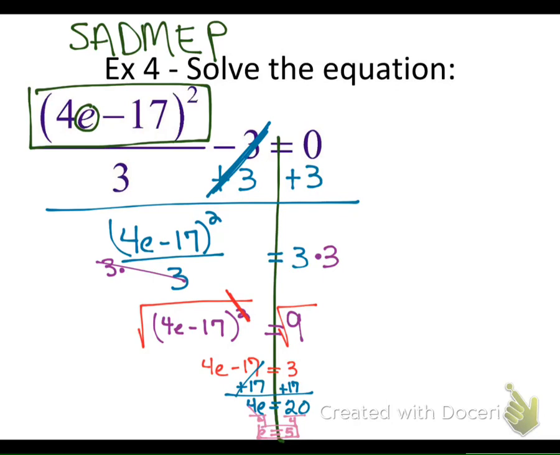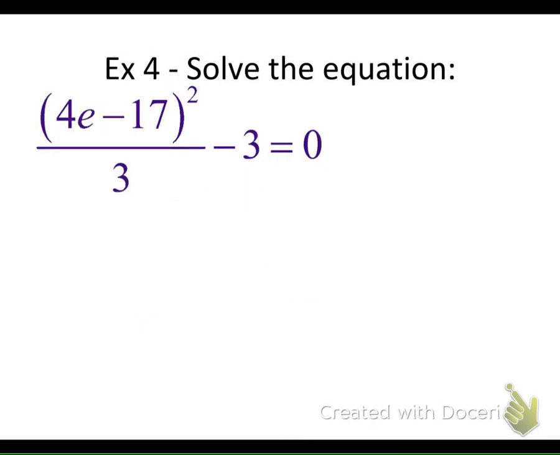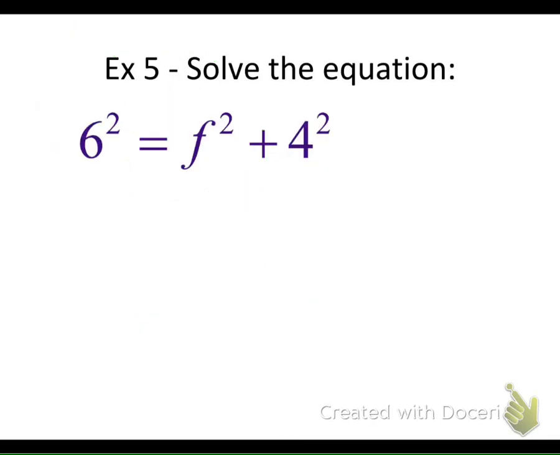Now, before we move to example number 5 and example number 6, I'm going to warn you now, I'm totally changing up what they're going to look like. So before you get overwhelmed with what it looks like, I want you to stop and think about how you could possibly solve it. Okay? So let's take a look at example number 5. Before you get overwhelmed, take a second to look at it. So you have 6 squared equals f squared plus 4 squared.